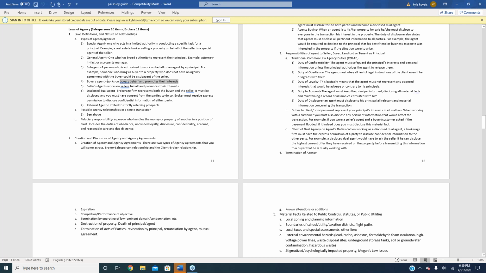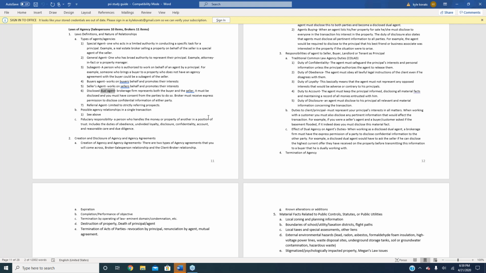And then buyer's agents here. Buyer's agents, simply put, they represent the buyer. Seller's agents represent the seller. Dual agents represent both buyer and seller. If you're going to be a dual agent, representing both buyer and seller, you have to let both parties know about that. You must be a disclosed dual agent.